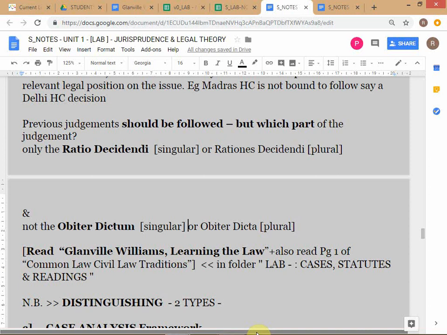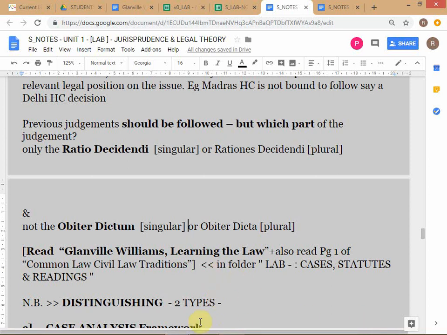Typically a ratio decidendi may refer to a statute, but it will not be just a particular statute or anything like that. The statute obviously you can't contest because it's written down. What you would contest is the interpretation of the statute, which you will see later on. So is this clear? Does it answer your question?